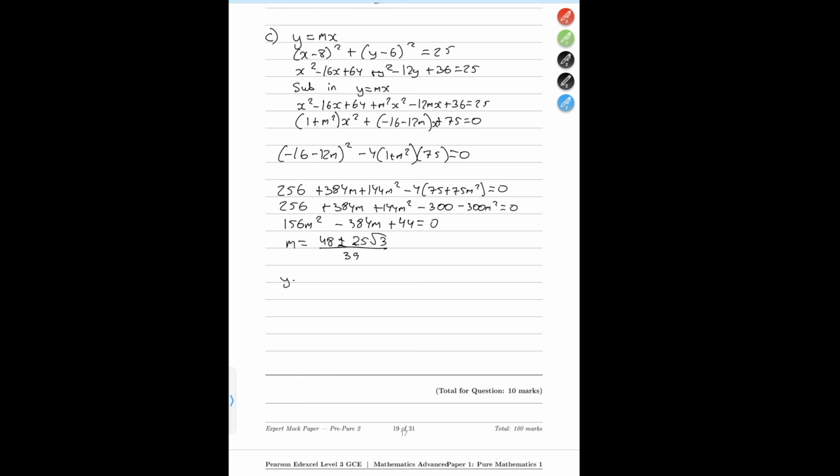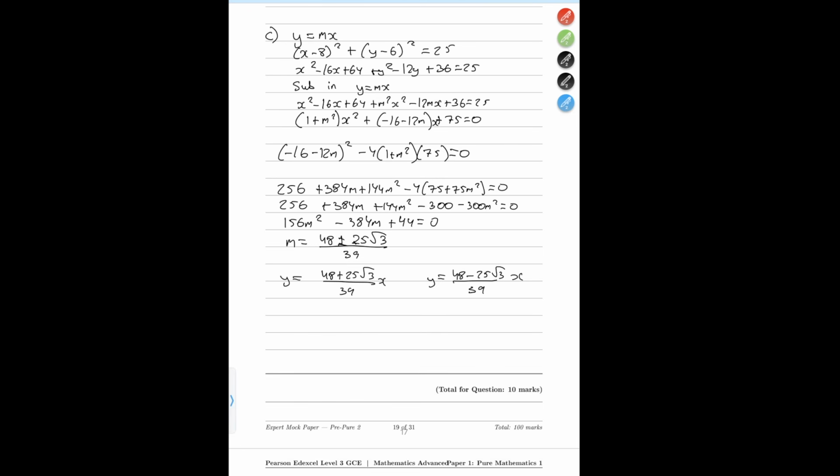So your possible answers would be y equals 25 root 3 over 39 x, and y equals minus 25 root 3 over 39 x. So as you can see, these numbers are quite bad. So they can look like you've done something wrong in your own working out. But it's very important that you trust your own process, your own working, because I've seen people get the right answer, they just completely go back and second guess themselves.